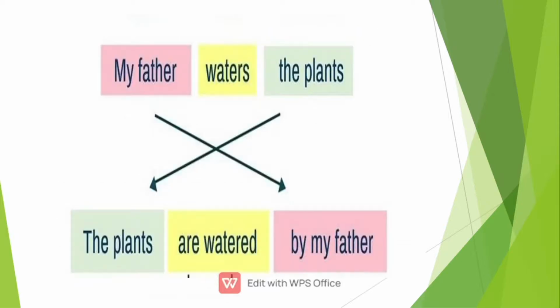Okay. Now this is one more example. My father waters the plants. Waters is simple present tense. So third form of water becomes watered and plants is my subject which is plural. So I am using are. Okay. My father becomes object and we just add the word by. Please copy the examples for yourself.